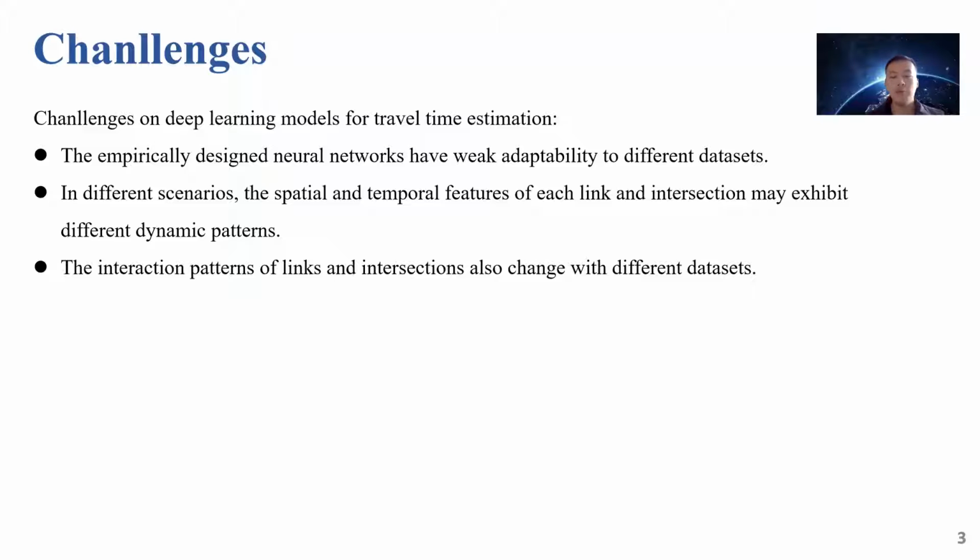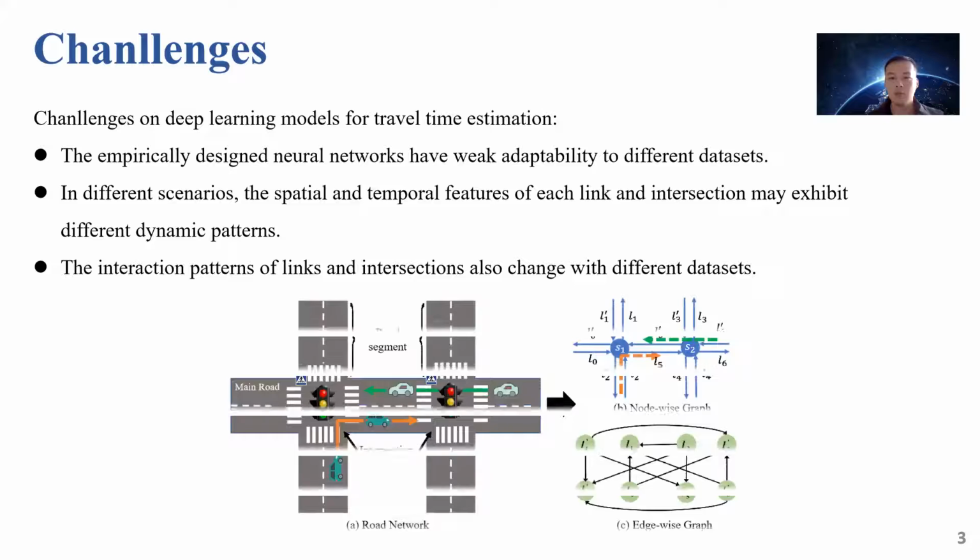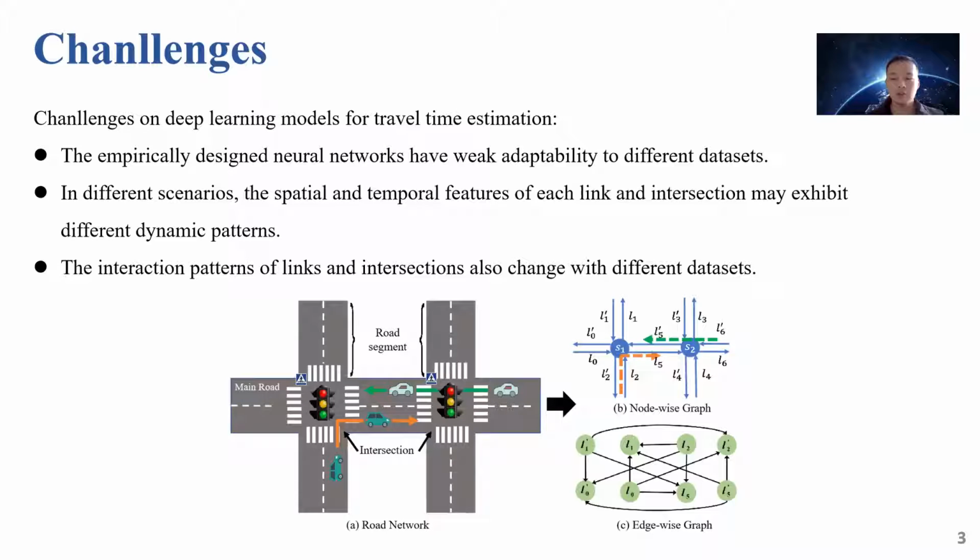In our paper, we modeled the road network as the dual graph, as shown in this figure. We model the intersections and the links as the node-wise graph and edge-wise graph respectively.